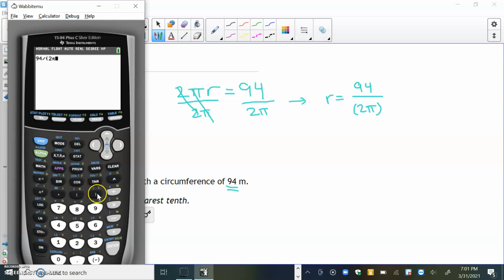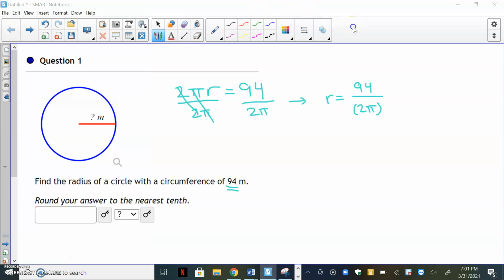If you are not comfortable with doing that, you are welcome to instead do it one at a time. So the other way you could do it is divide by 2, and then you could divide it by pi. Or it doesn't matter which order you go in. Okay, so we got the same answer. So either way, my answer here would be 14.96 meters.